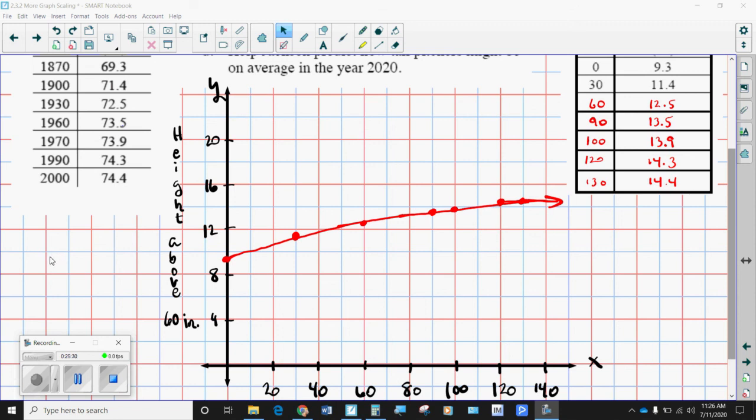All right, does your graph look like my graph? Here is year 0. This would be the year 1870, where it's 9.3. Then 1900 is 30 years later, and that's about 11.4, and so on and so forth. So it looks like sometime around the turn of the century, between 1870 and 1930, there was a little bit more of a steep incline, and then it started to level off.